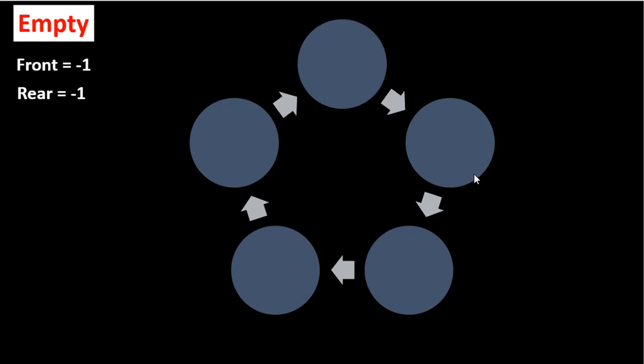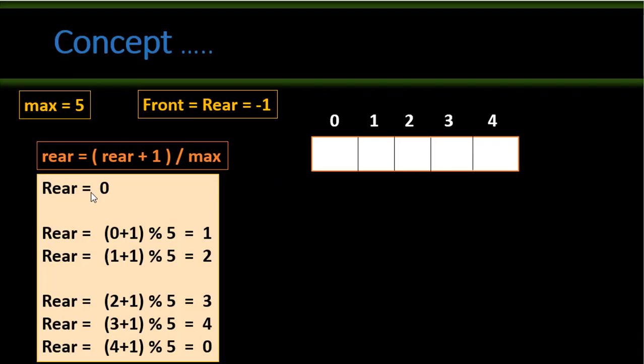So here is the empty condition, meaning everything is empty, meaning there is no value in the whole array. So front equal to -1 and rear equal to -1.